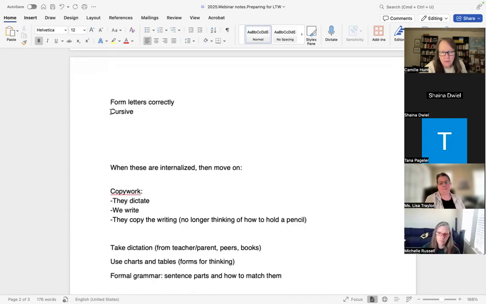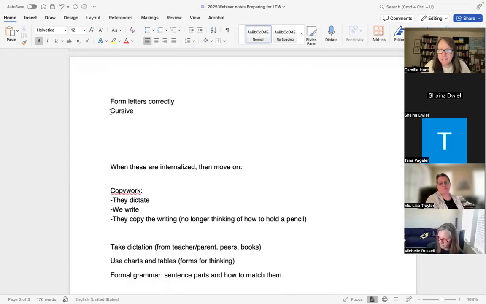Somewhere along the way, they're going to get formal grammar, sentence parts, and how to match them. If you say the dog, then the verb says barks or runs. If you say dogs, the verb is bark. The dog barks, the dogs bark. That's part of formal grammar, harmonizing the subject and the predicate with each other. And that is best taught in translation. So I'll say what I say over and over again: every child needs two languages.